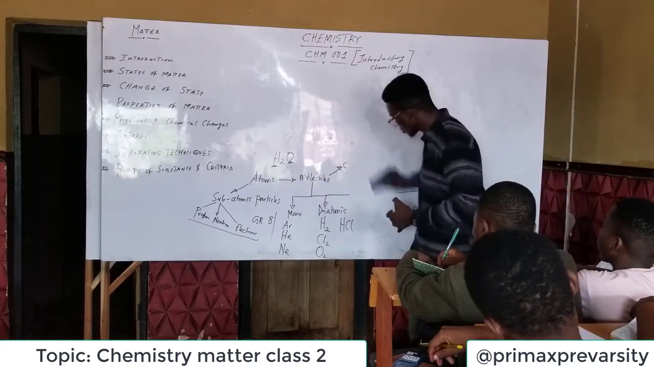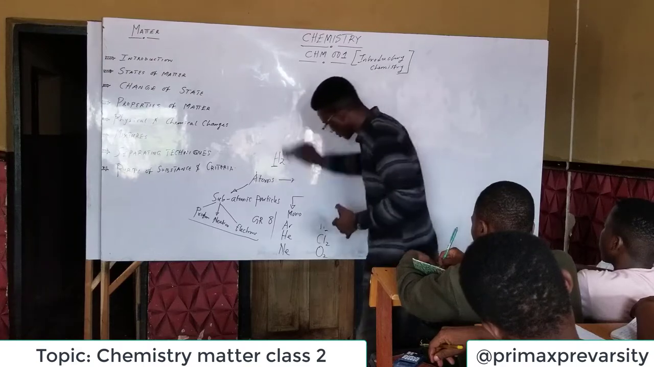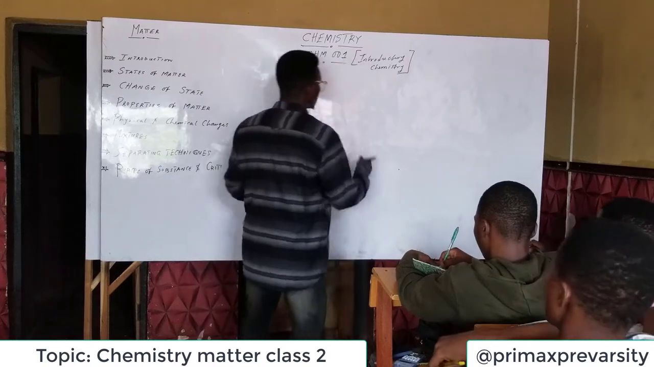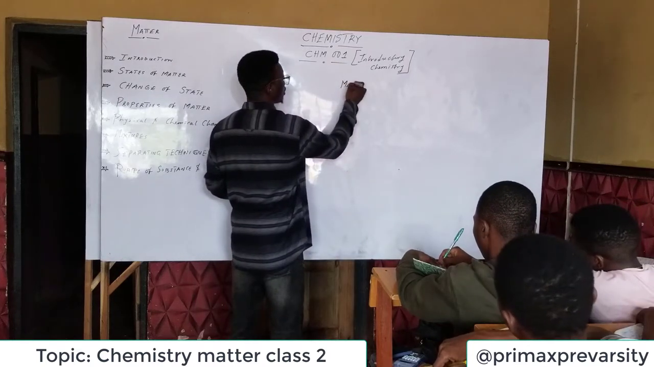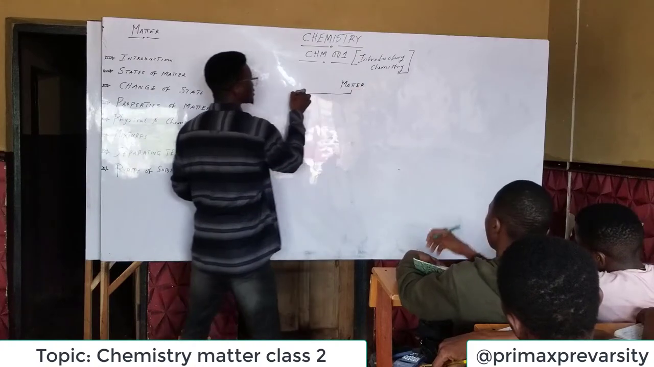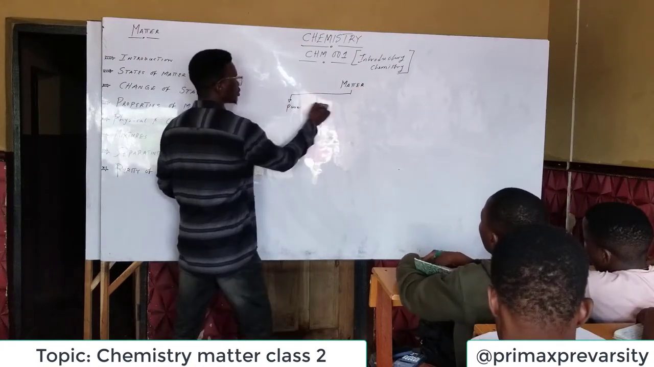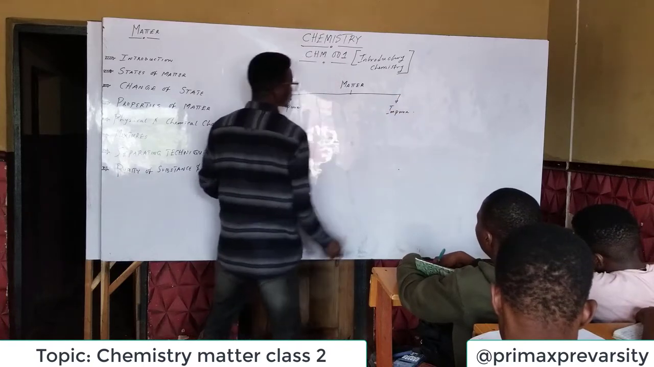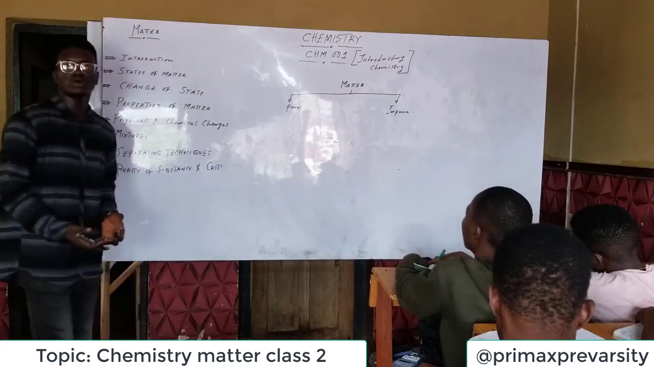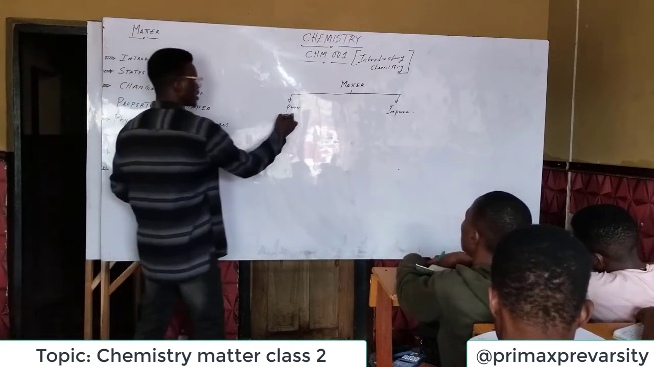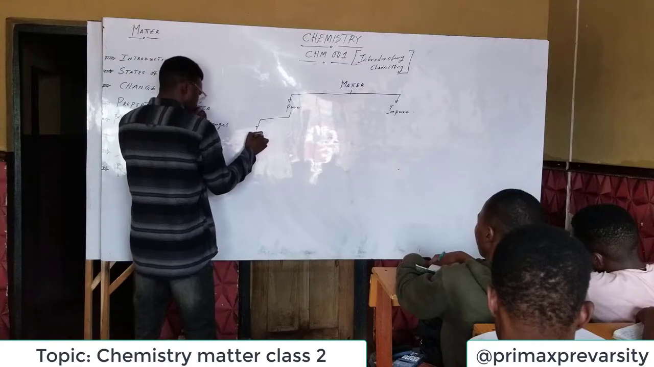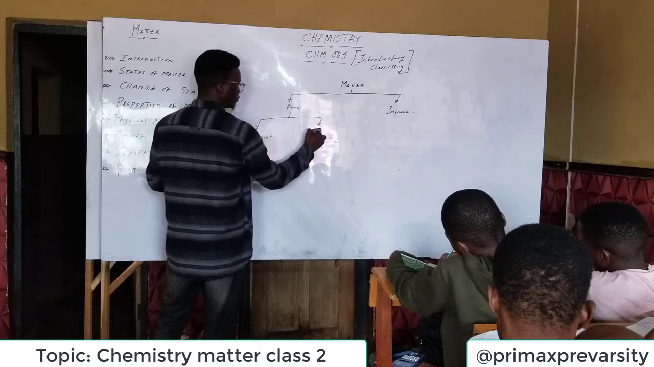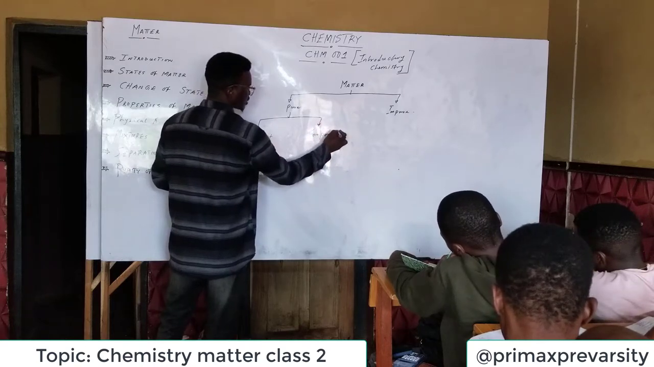So let's quickly look at the summary of my stories. Matter is of two types. Matter is categorized as something that is pure or impure. So your atom is also part of matter. So something that is pure or what? Or impure. Something that is pure can be your elements, which are those things that we said make up your matter, and compounds. Is that taken?